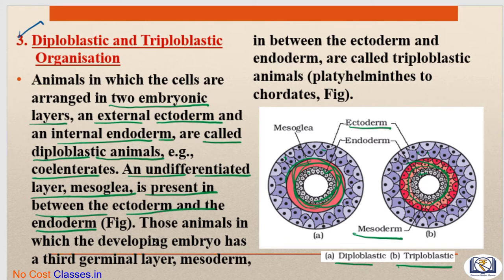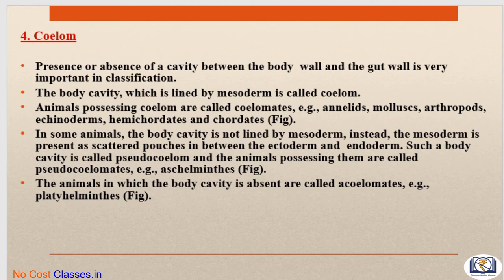Now, those animals in which the developing embryo has a third germinal layer, mesoderm, in between ectoderm and endoderm, are called triploblastic animals. You can say examples are from platyhelminthes to chordates. Okay, so if mesoglea is present, the animal is definitely a diploblastic animal. Example, cnidarians, all the cnidarians come into this category. Agar usme instead of mesoglea, middle layer, ectoderm aur endoderm ke beech mein agar real mesoderm present hai, to usko hum bolenge triploblastic. Aur phylum platyhelminthes ke baad chordates tak yahi category hai, humne sab organisms ko is basis pe bhi group kiya hai, classify kiya hai.